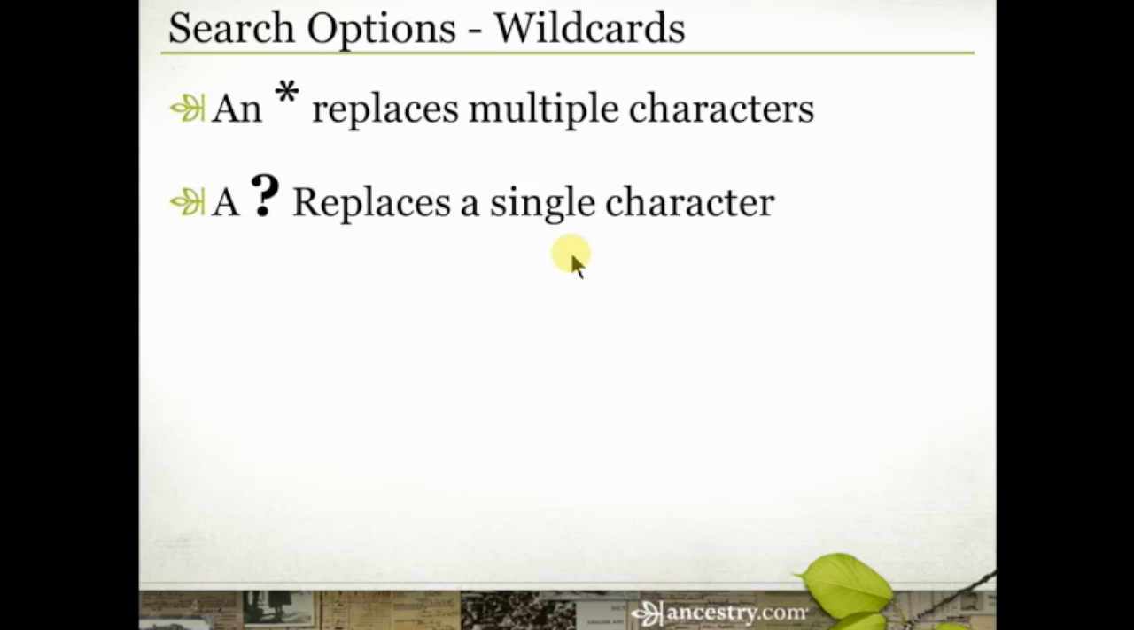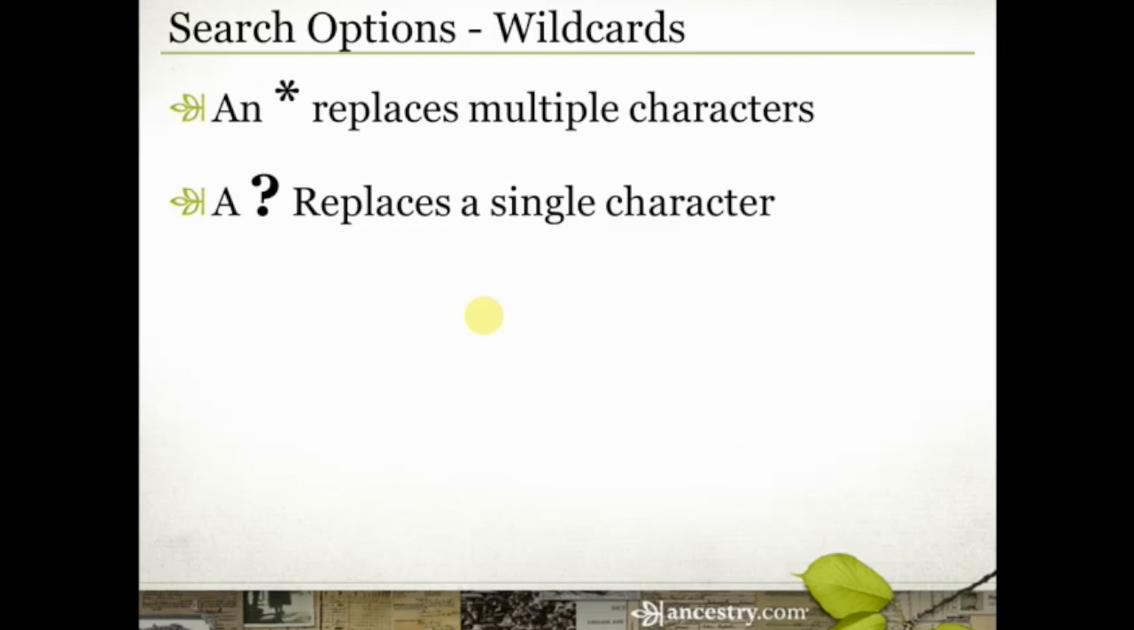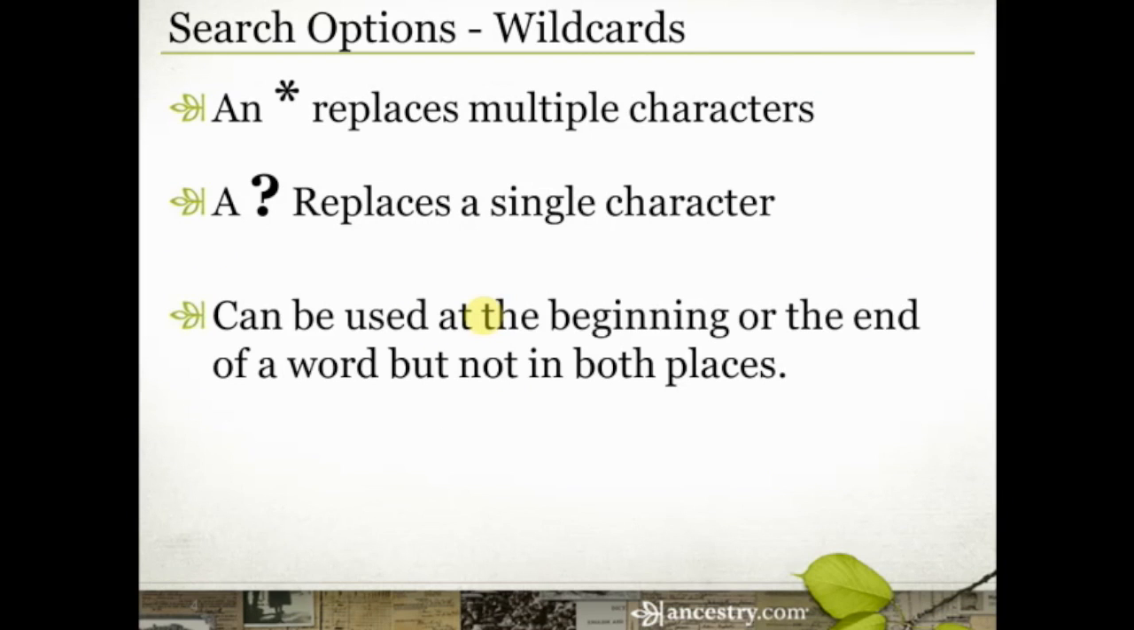A question mark replaces a single character. So if I wanted to use that in the place of one letter, I could do that. So an asterisk and a question mark. Those wildcards can be used at the beginning or the end of a word, or in the middle of a word, okay? But they can't be used in both places. So you have to have a starting letter or an ending letter, one. You can't have a wildcard at the beginning and the end. If you want to do that, I would recommend doing one search with the wildcard at the beginning, and one search with the wildcard at the end, to try to get what it is that you're looking for.